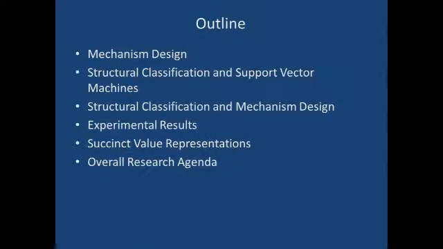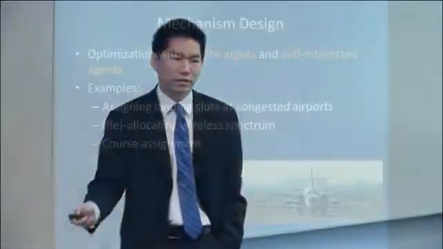So here's just a brief outline for the talk. I'll start out with some background on mechanism design. Then I'll move to the machine learning side and talk about structural classification and support vector machines. And then in the third section, I'll tie together the structural classification with mechanism design. I'll move on to some experimental results and some more recent work that we've been doing on trying to make the training problem more tractable in our formulation. And then I'll end with some brief remarks on my overall research agenda.